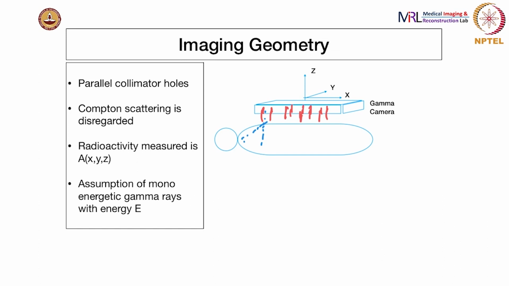Let's say you had no collimator, right? There's a lot of scattering of the emitted radiation also possible, so you won't be able to localize. So the collimators help localize, and the other aspect is that Compton scattering can be disregarded.